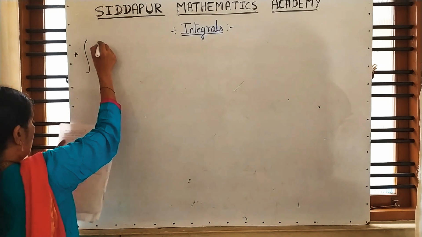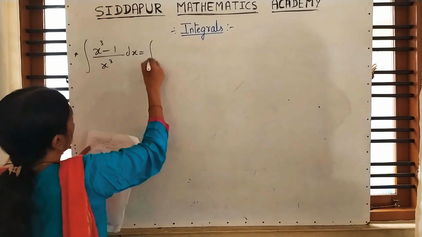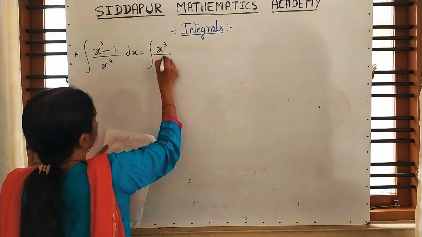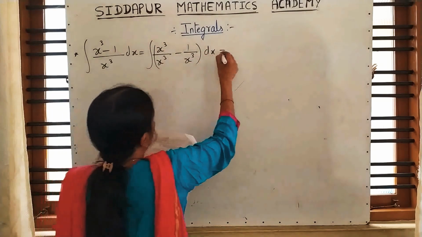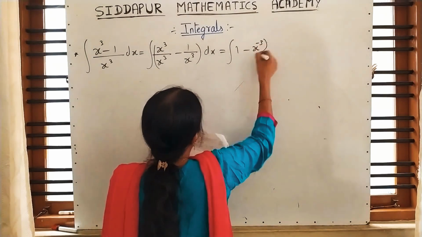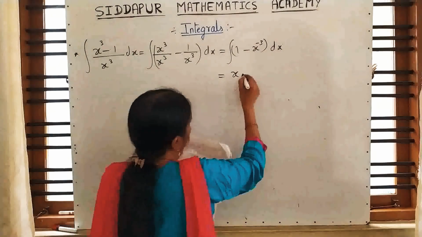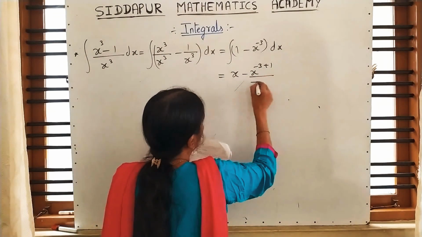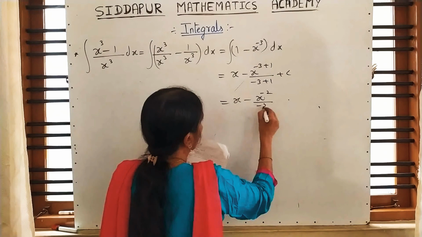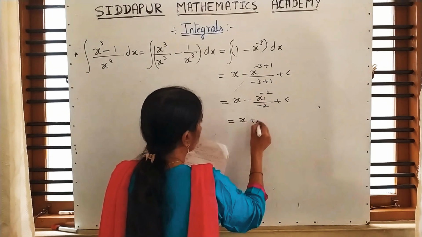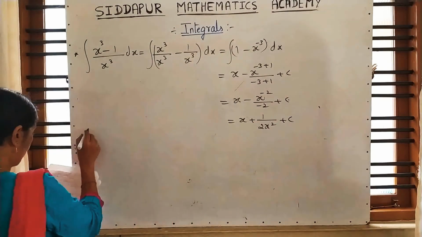Integration of x cube minus 1 upon x cube into dx. We don't have the u by v method, but you can separate like this. x cube and x cube get cancelled, so 1, and it goes up. What is integration of 1? Integration of 1 is x. Integration of x raised to minus 3. This minus into minus becomes plus. This is the answer. Next question.